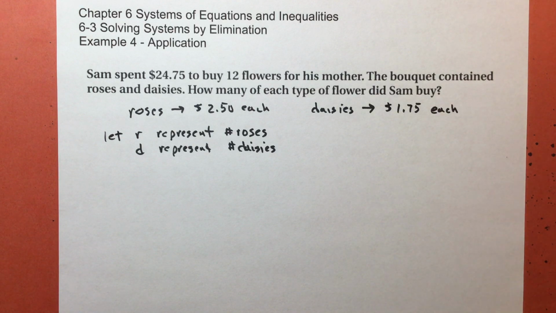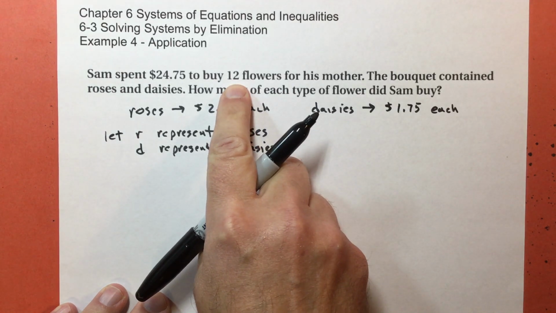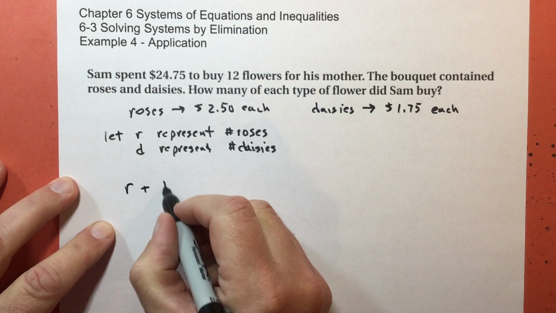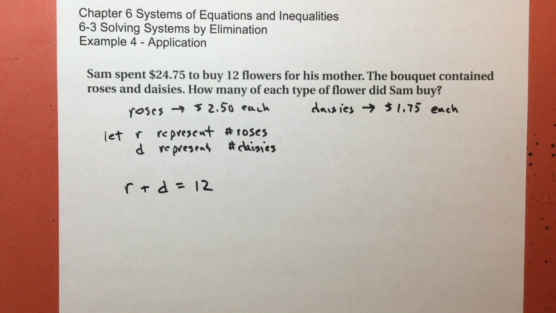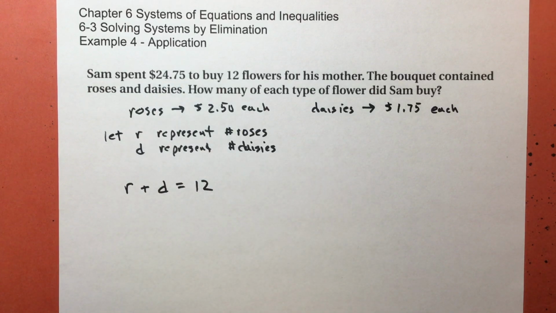What do I know about making some equations here? Well, I know he bought 12 total flowers, so that's easy. The number of roses plus the number of daisies equals 12. But now the next one is a little bit harder, and I'm going to talk you through it. He paid $24.75 total.